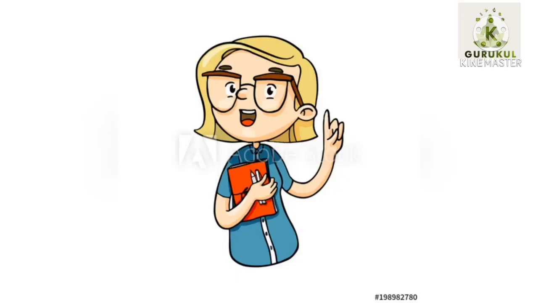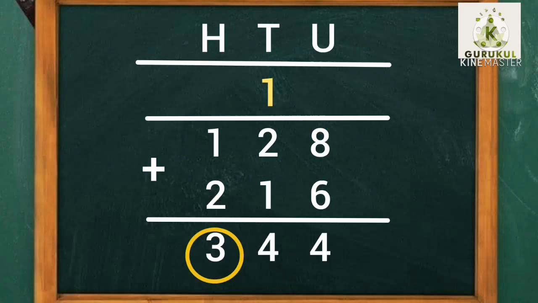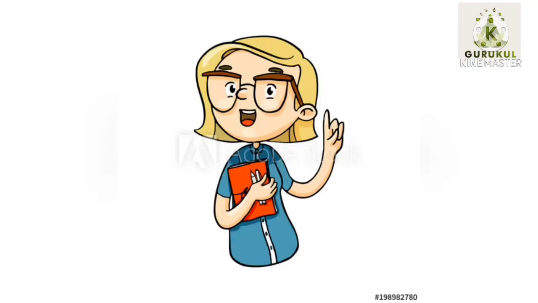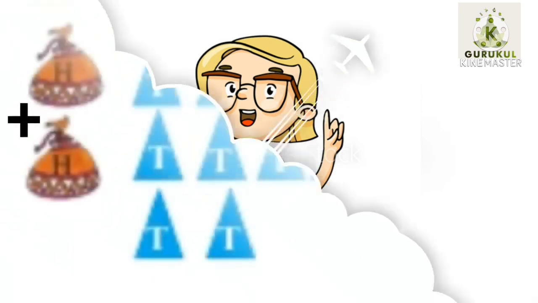Thus, the addition of the two given numbers will be how much? 3 hundreds, 4 tens, 4 units. That is 344. Understood? Very good. Next example.